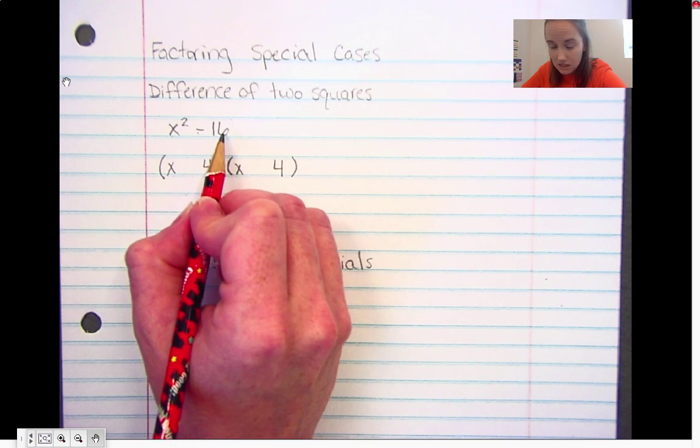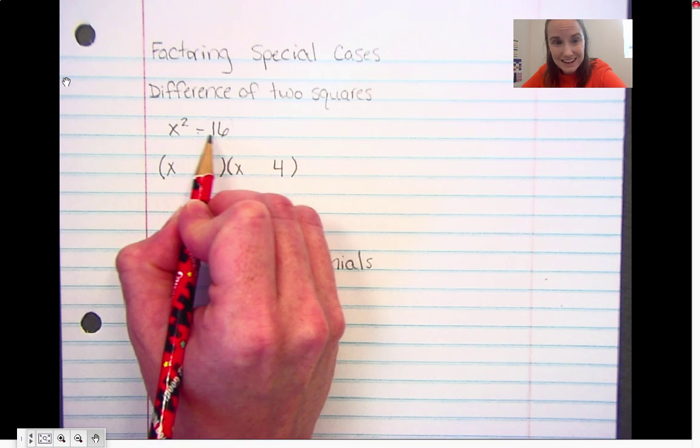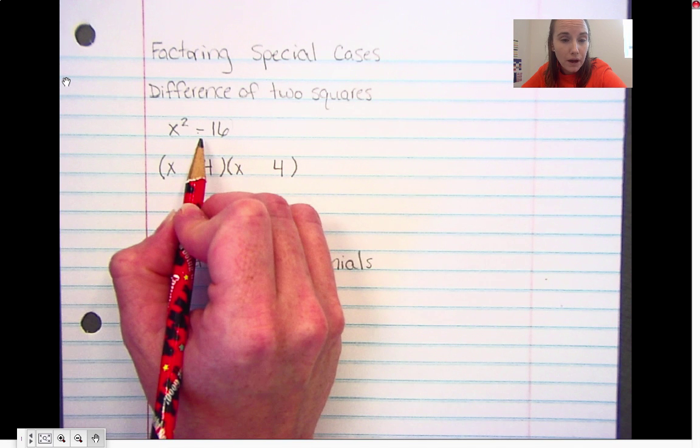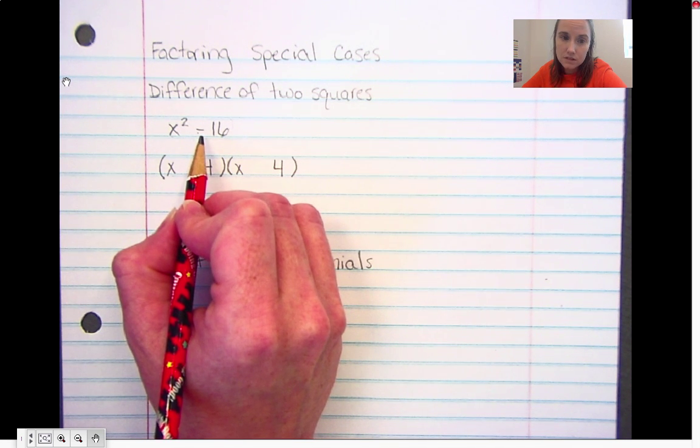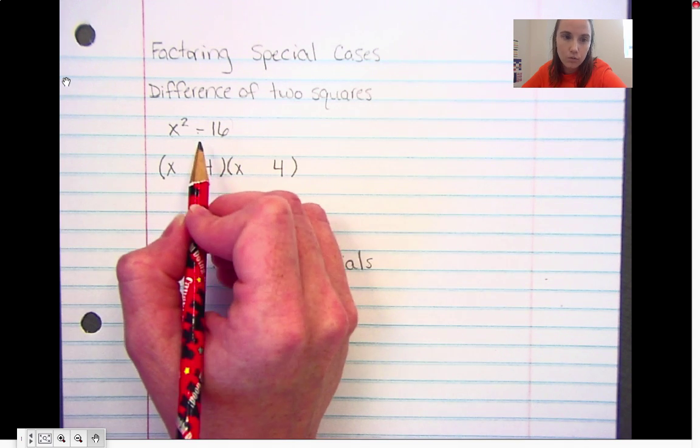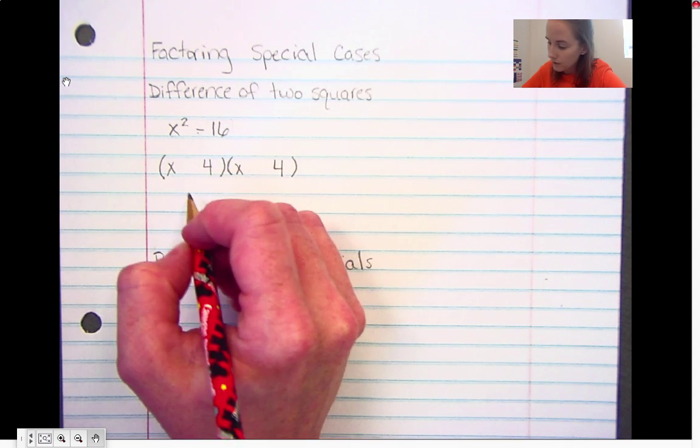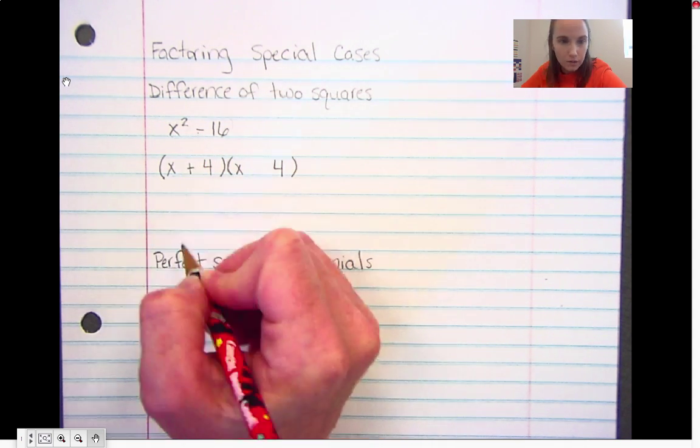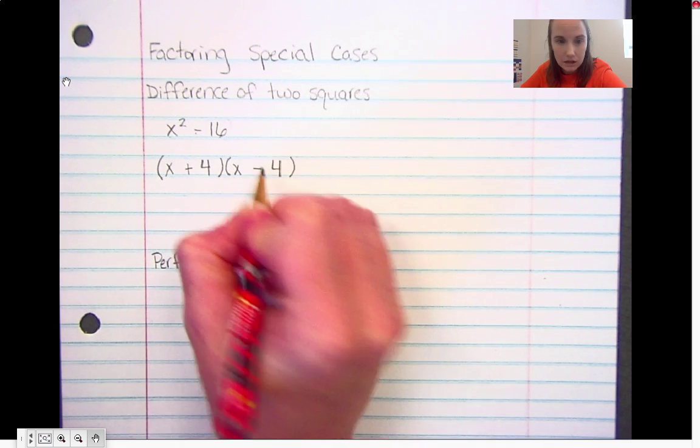Also notice that the c value, the 16, is negative. And we've talked about in the past, if it's negative as a c term, then to multiply to get that negative, you're going to have one positive and one negative. So we need one of these binomials to be positive and one to be negative.